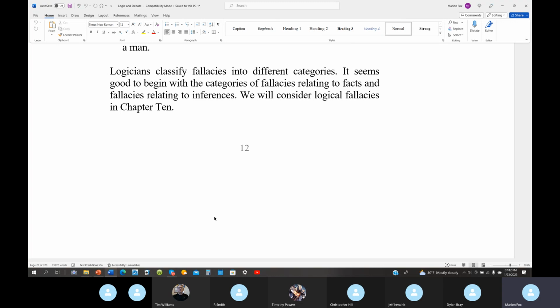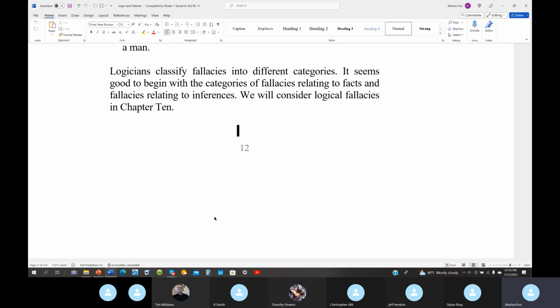Logicians classify fallacies in two different categories, although it's hard to classify them into two categories. But it seems to be good to begin with the categories of fallacies relating to facts and fallacies relating to inferences. And that would kind of be a good broad category, two categories to use. And so we're going to consider fallacies in chapter 10. We're in chapter 2 right now. So it'll be chapter 10 before we look at fallacies in great detail.